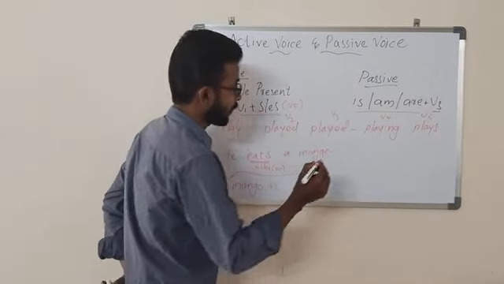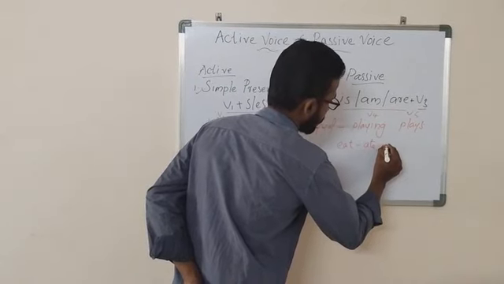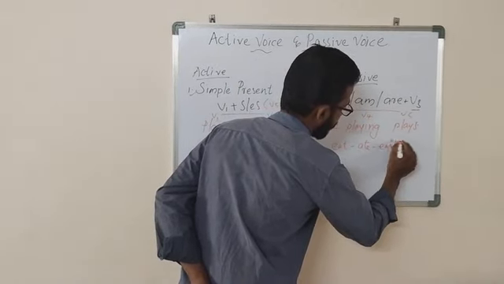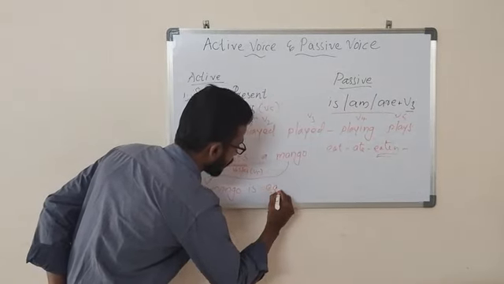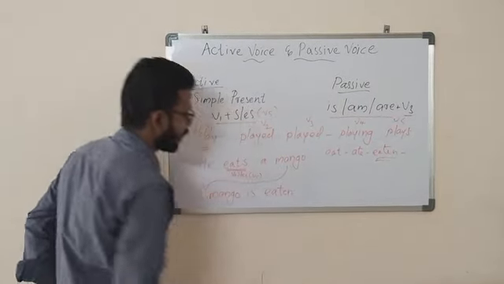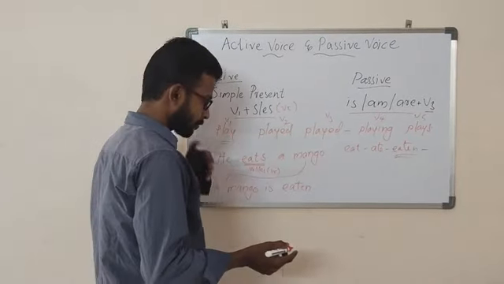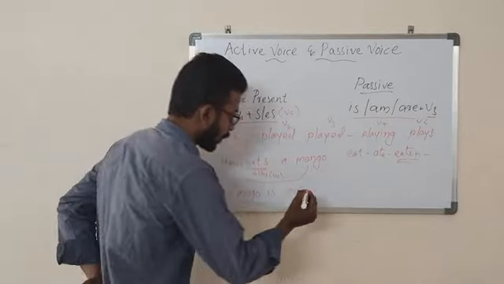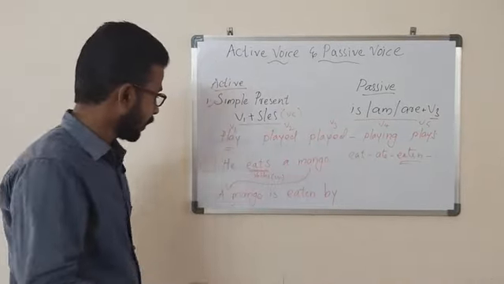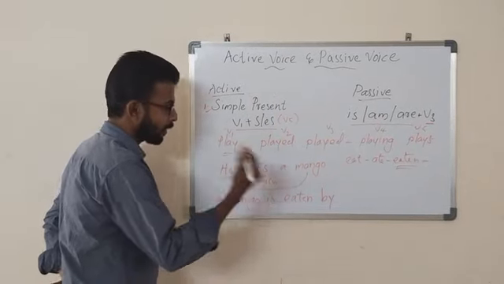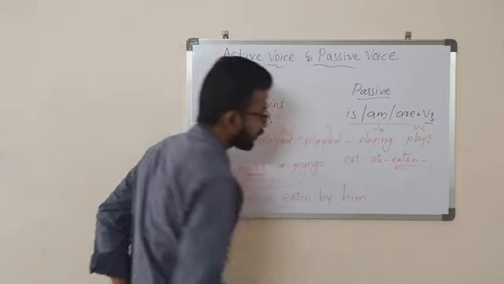What is V3? Eat, ate, eaten. Okay. So here, is eaten. Then before you add the subject, you have to add by. Eaten by. Then he will change into him. Okay, so these are the changes.